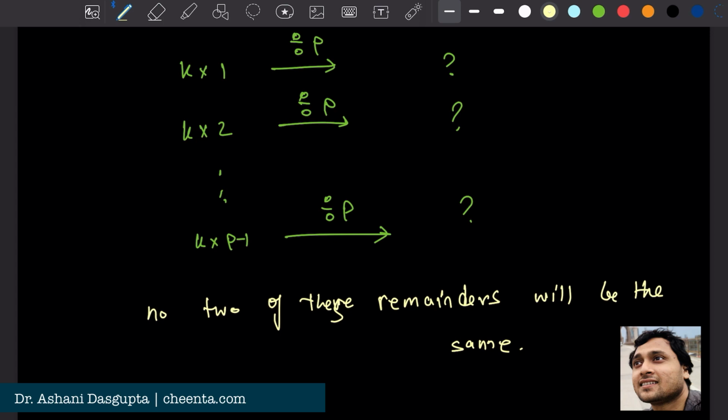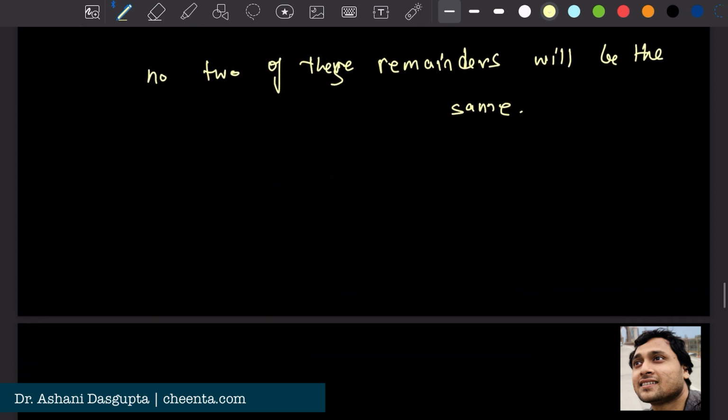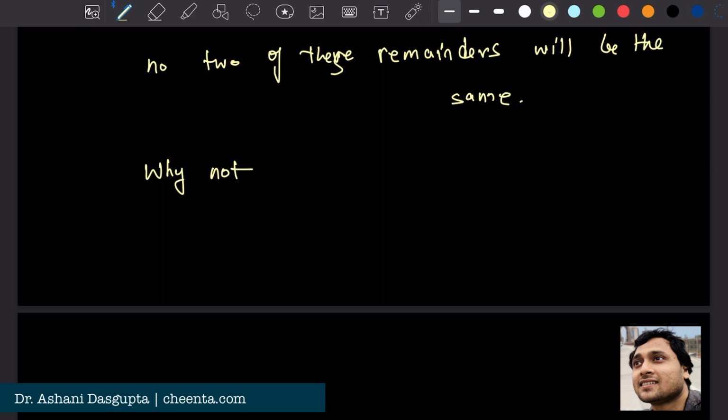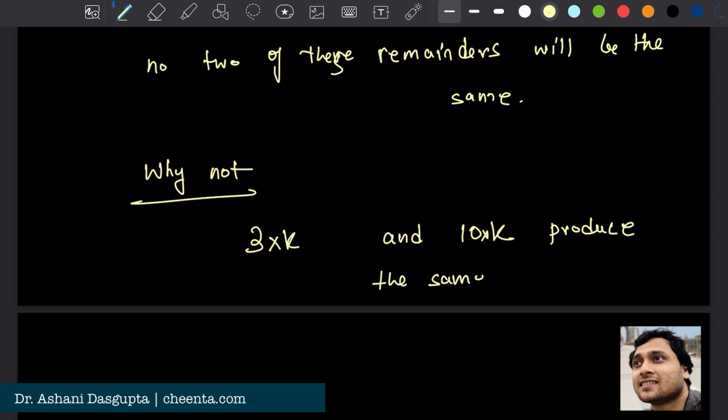Okay, so why not? Let's run the argument. Suppose 3 times k and 10 times k produce the same remainder when divided by the prime p. And I still have the number 17 in my mind. You can run this argument for any prime number actually.